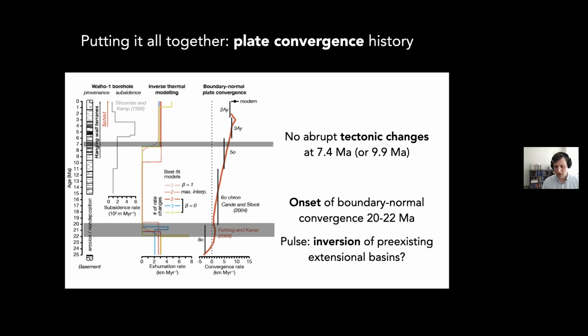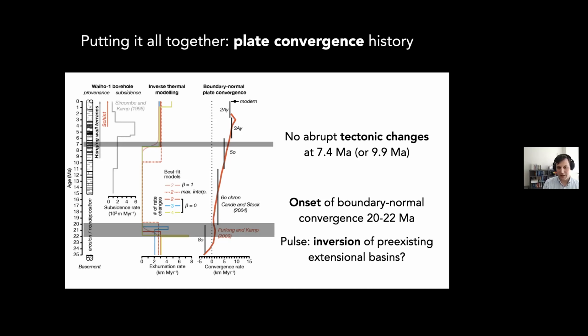What I'm showing here are boundary perpendicular convergence rates. So this is the boundary perpendicular component of the total convergence across these two plates that have been reconstructed in a really nice publication by Candy and Stock in 2004. The actual data that goes into this is essentially the vertical black lines, which are average convergence rates over the chron duration. So, let's see, the 2AY chron is 0 to about, I can't remember exactly, almost 3 million years. And then they basically have an average over that duration.